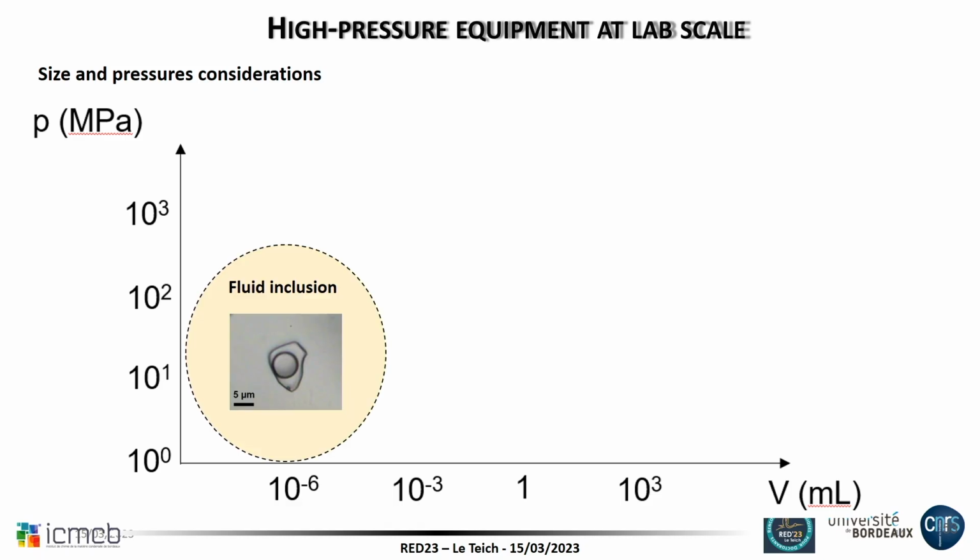Other equipment that could be used at lab scale, depending on the pressure capacity and their volume, are fluid inclusions. Those are interesting tools because they can be artificially made. It's little fluid volumes that are trapped in quartz or in different kinds of rocks, and that you can monitor under a microscope or with Raman or FTIR spectroscopy and vary the temperature condition, but the volume is fixed. Generally, it's really tiny, but not very well controlled.